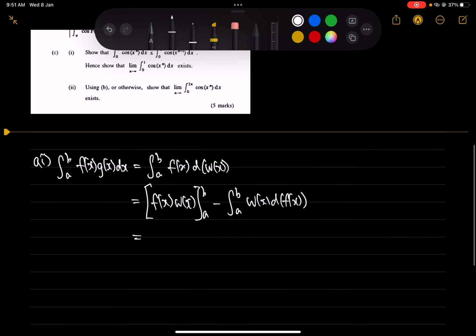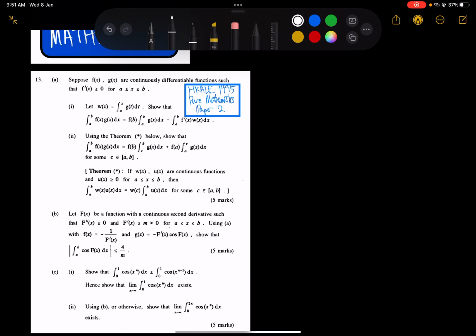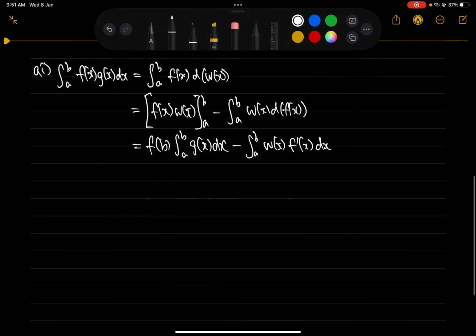And then putting in B, we get F(b) times the integral from A to B of GX dx, because dummy variable and property of WX. And W(a) is 0 because obvious reasons. I'm not going to explain that. So we get the first term. In the second term, we just throw the fx out of the d of whatever. So we get this. And that's part A1 for you. Very simple. Well, it should be flipped, but I don't care. It's the same thing.